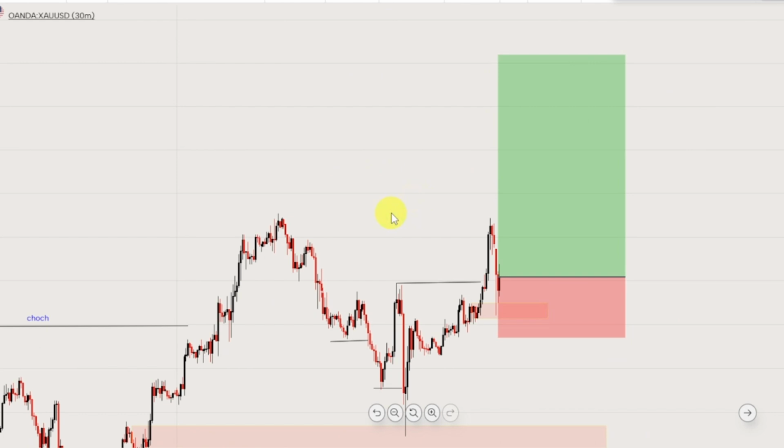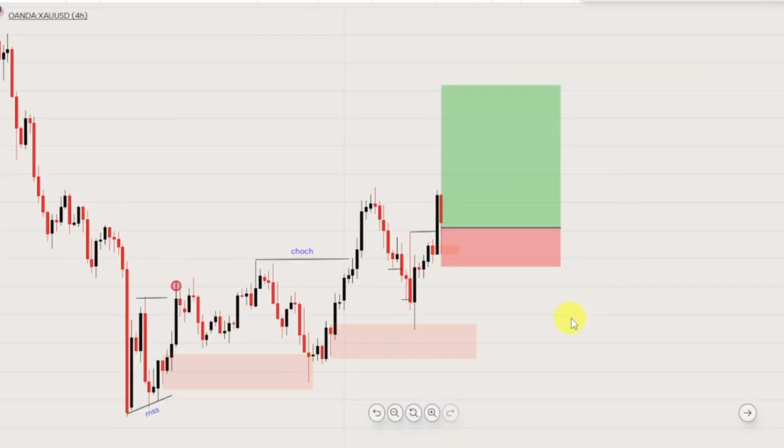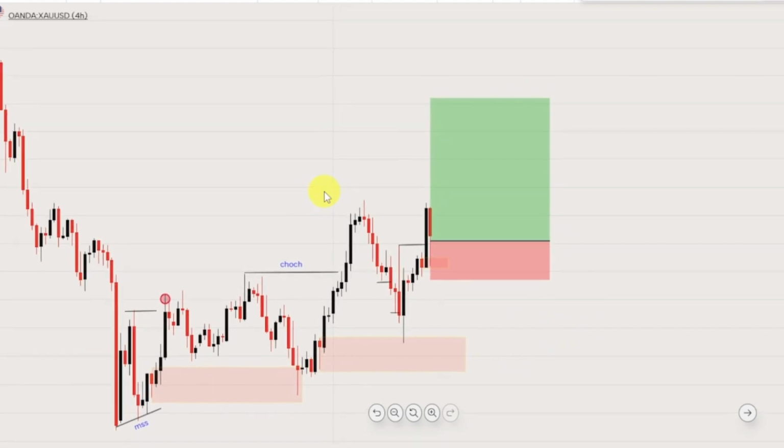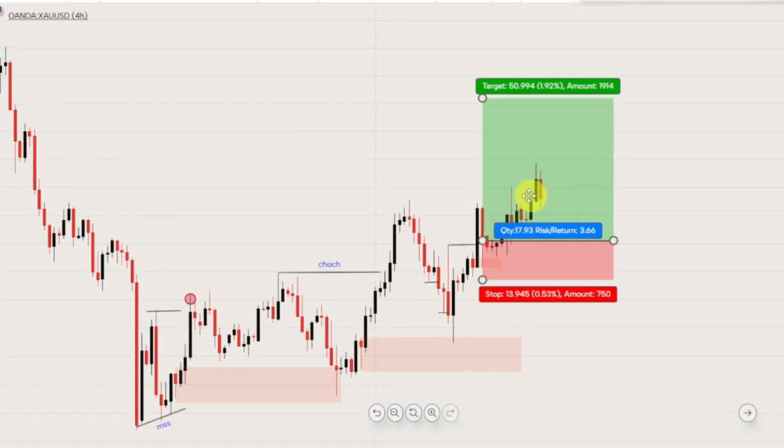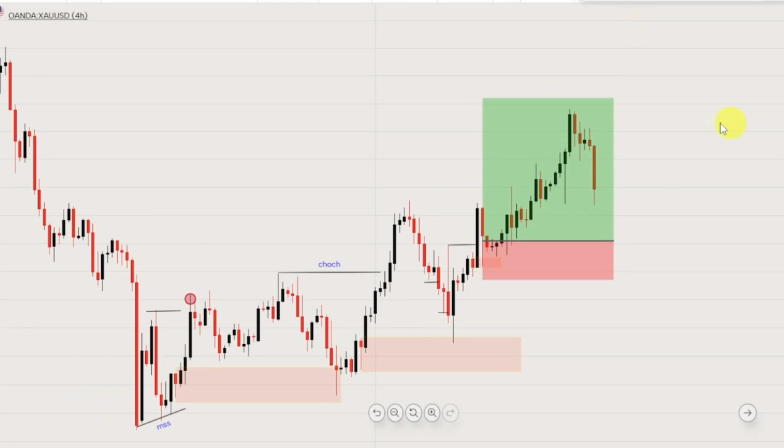All right, so now let's go back to the bigger picture. The bigger picture is this one, and let's see how this trade is going to play out. Now you can see price is going up. This is a multiple confluence trade, and this is what to do to find your trade entry if you are trading with ICT or SMC.